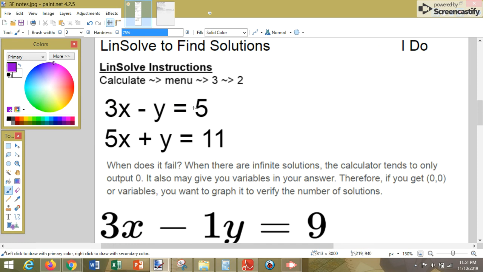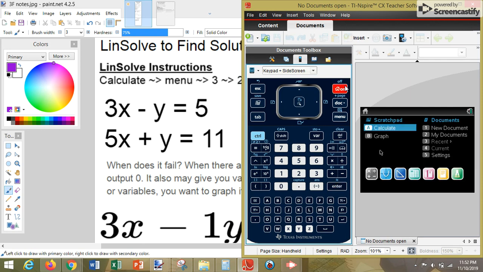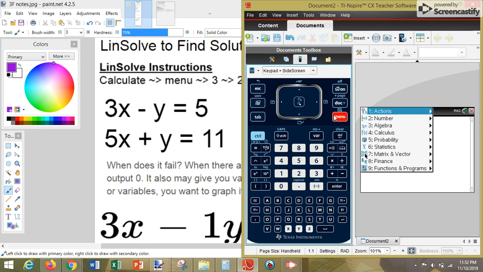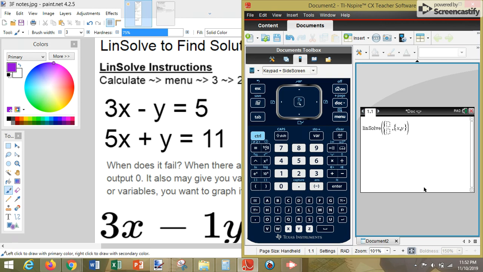LinSolve to find solutions. To get LinSolve, you go to Calculate, Menu 3-2. So we go to Calculate, Menu, 3 Algebra, 2 Solve System of Linear Equations. There are 2 equations, so you can go ahead and press Enter. Type the first equation into the top box. Go down, type the second equation into the second box, exactly how you see it. Before you click Enter, check to make sure that everything is exactly how you see it on the paper.